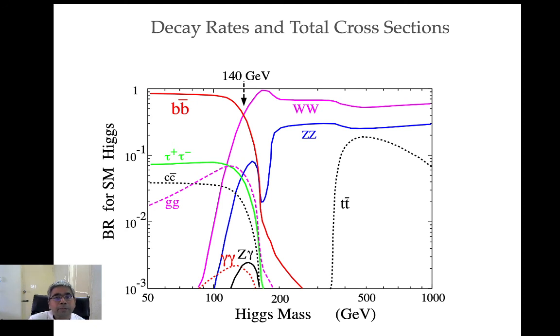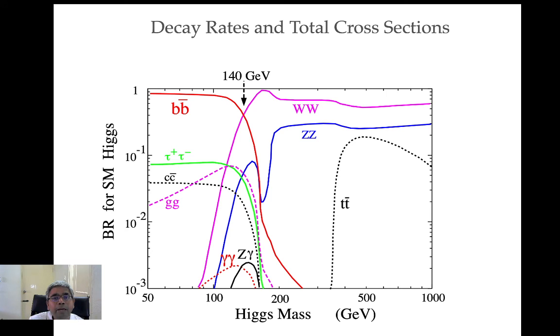Okay, and so you see the branching fraction is very, very, very small. It goes 10 power minus 3. It's a 1,000th part. Okay, 10 power minus 3 is a 1,000th part branching fraction. We'll go into definitions of this.